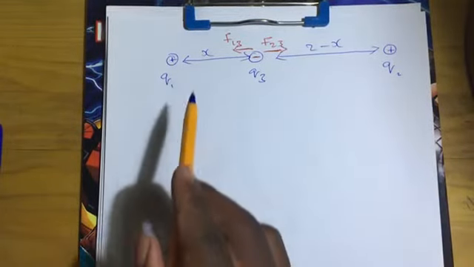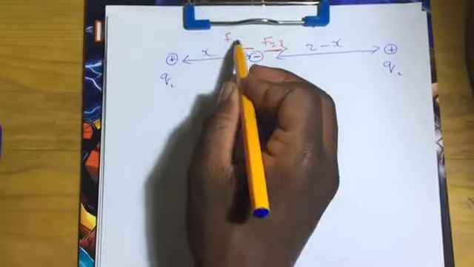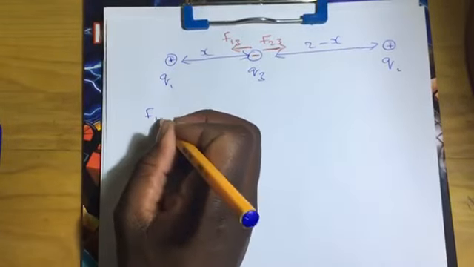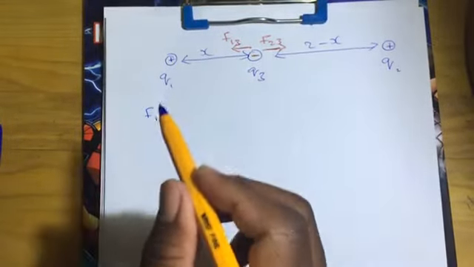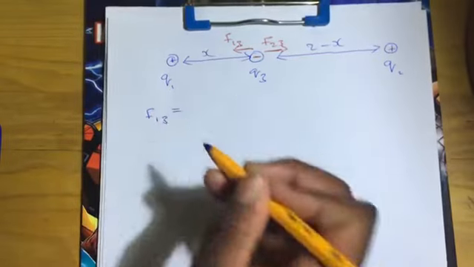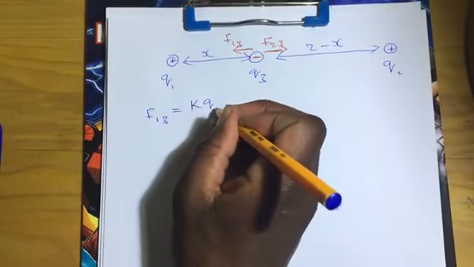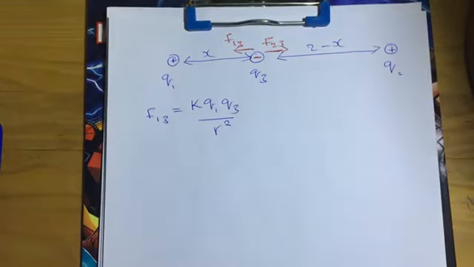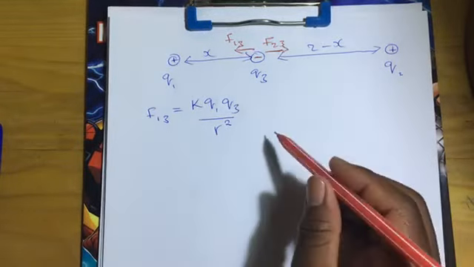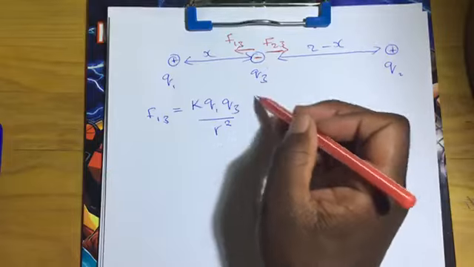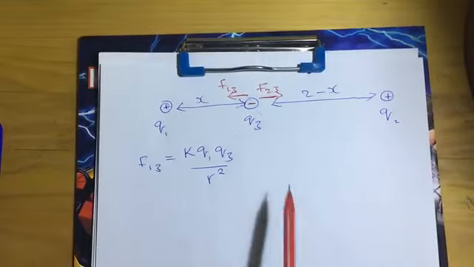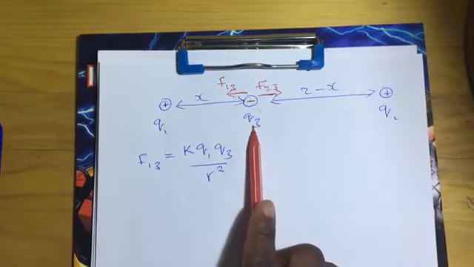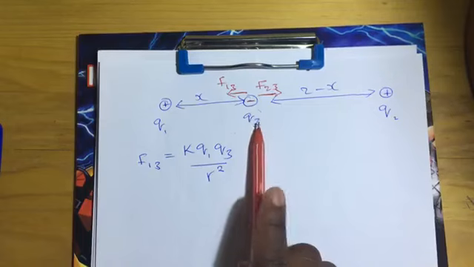Now, let me find the F13 alone. F13 is going to be equal to K Q1 Q3 divided by R squared. I want you to pay attention to the fact that Q3 was not given. Q3 was not given because it is going to cancel out at some point.